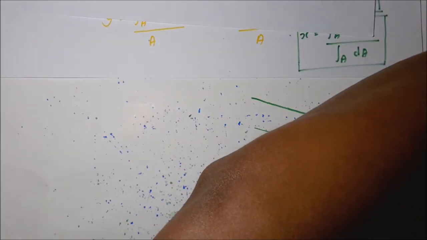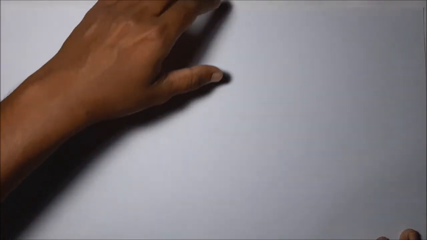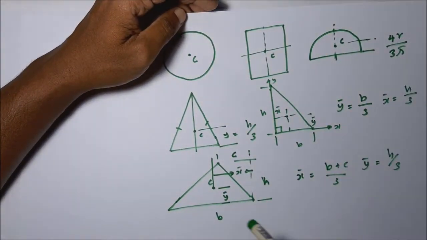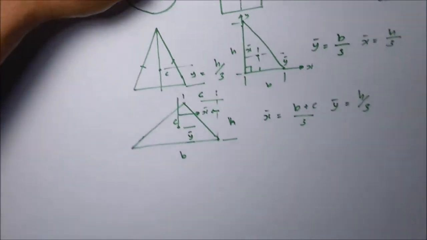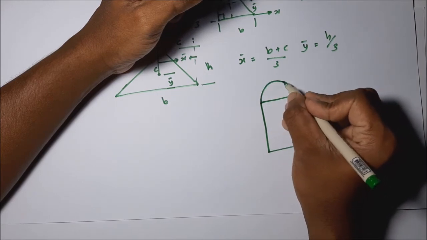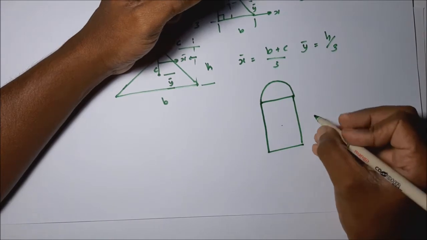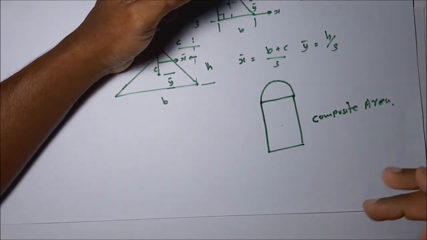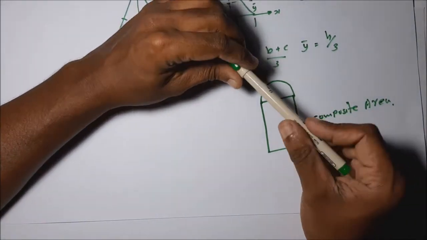Then let's move to how to calculate the centroid of composite sections. A composite section means a section composed of several areas. For example, for this surface area we can directly say where the centroid point is. But if we have something like this, a rectangle with a semicircle connected to it, this is a composite area. So when you are going to calculate the composite area, let's see how to calculate this.